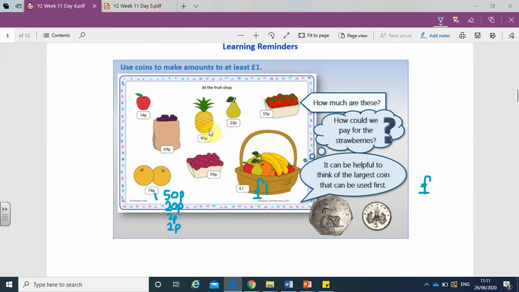Have a look at the other ones. And it's just adding numbers. I find it easier to focus on the tens first. Add the tens, then look at the units. Can you do it in as few coins as possible?